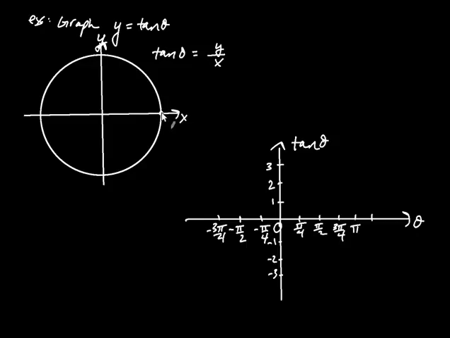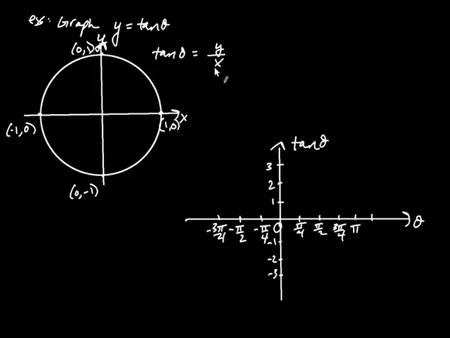Now if the radius is 1, this point would have coordinates x is 1 and y is 0, and this point would have coordinates x is 0 and y is 1. This point would have coordinates x is negative 1 and y is 0. And this point likewise would be x is 0 and y is negative 1. All right, so now let's go ahead and just get some values that are easy.